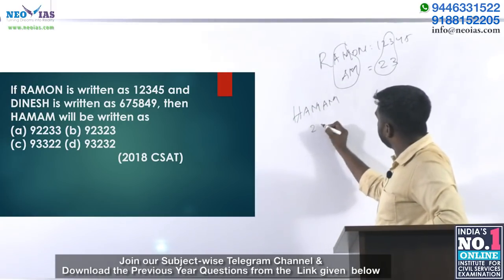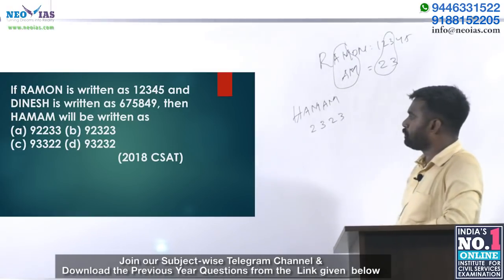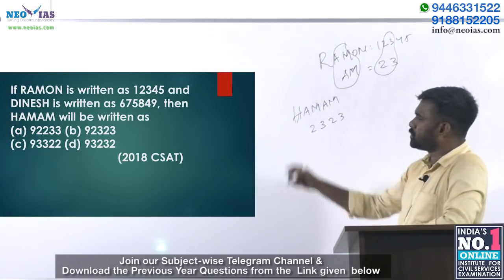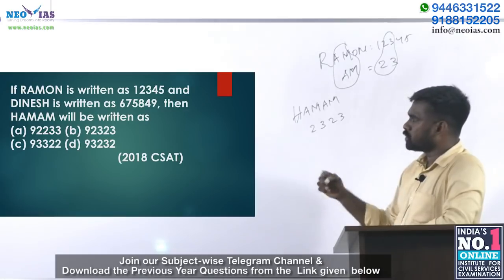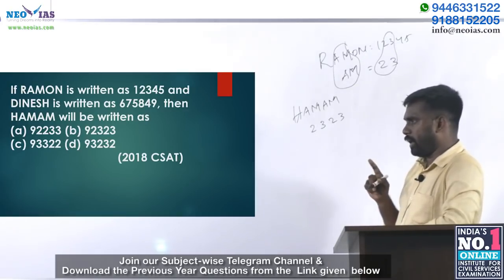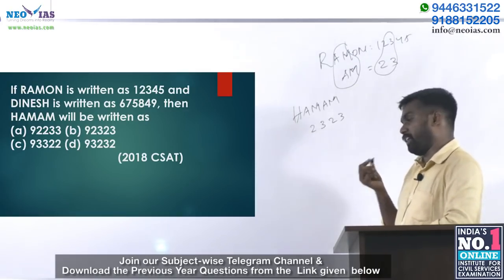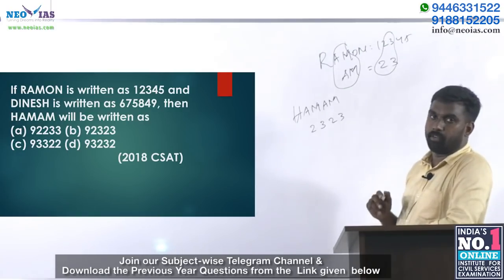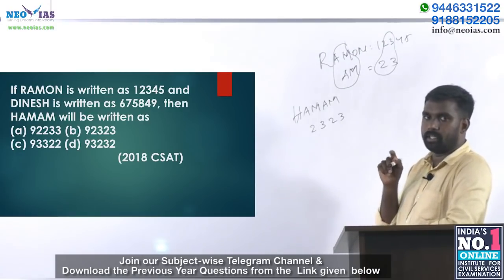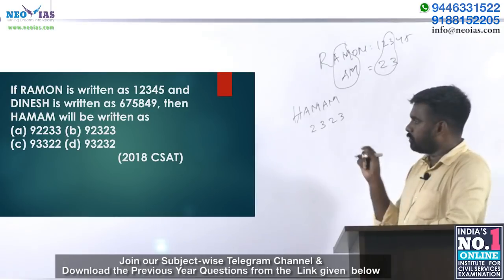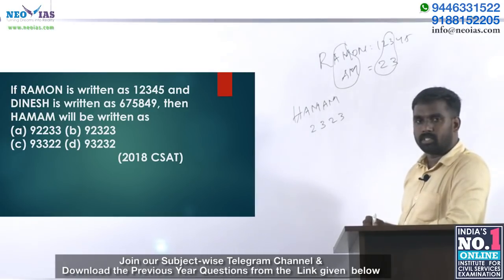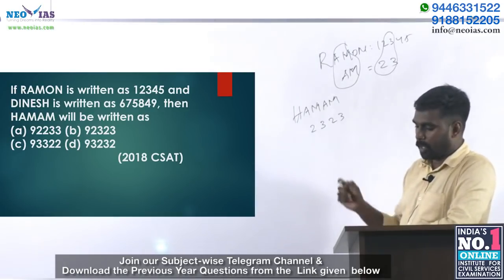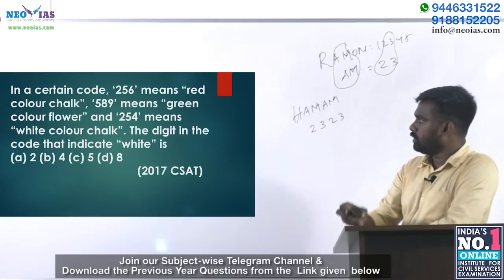Right. So 23 is already there, isn't it? There is only one option, Option B. So this is the advantage. This is the freedom that these coding and decoding questions give to you. According to your intelligence, your sharpness of thinking, you can solve these questions very easily. Okay, so we are moving on to the next one.